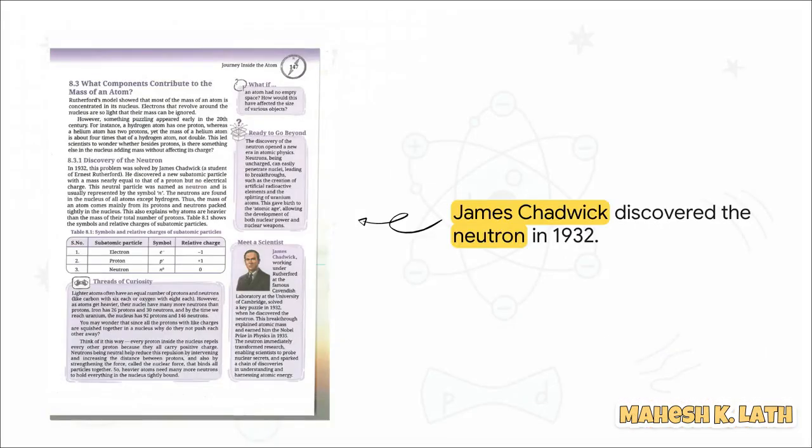Enter James Chadwick. In 1932, he finally cracked the puzzle. He discovered a brand new subatomic particle that had a mass almost exactly the same as a proton, but, and here's the kicker, absolutely 0 electrical charge. He called it the neutron.